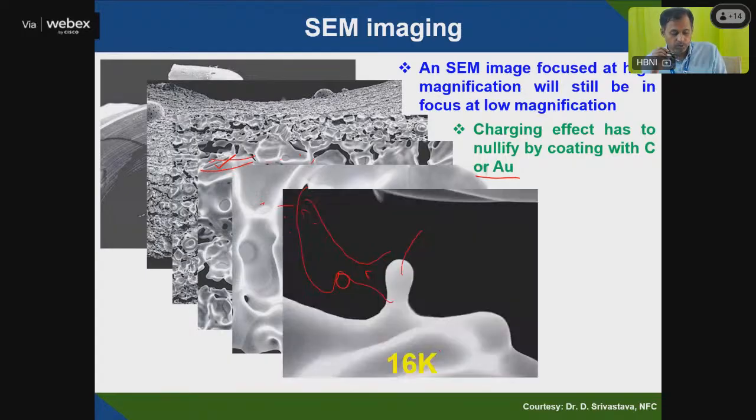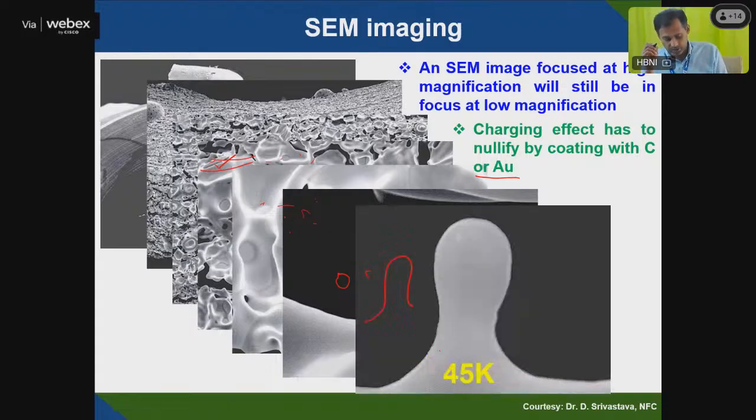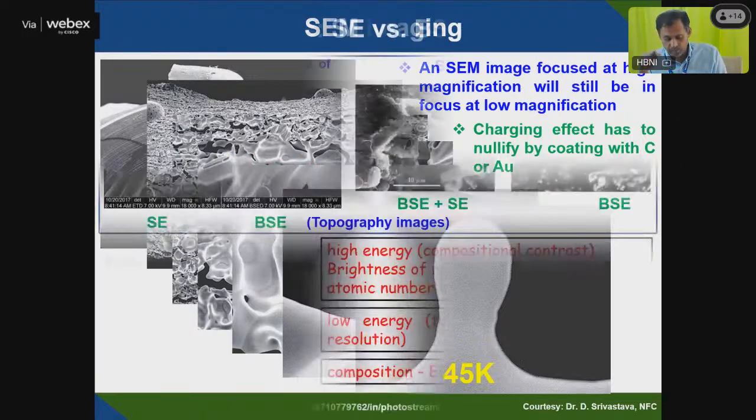You can see, but if you go again to 16,000 magnification, you can see that the void, that small body, is clearly visible in the structure. If you go to much higher, 45,000x, you can see the void structure more clearly. So by varying the magnification of the scanning electron microscope, you are able to see all the internal morphology.